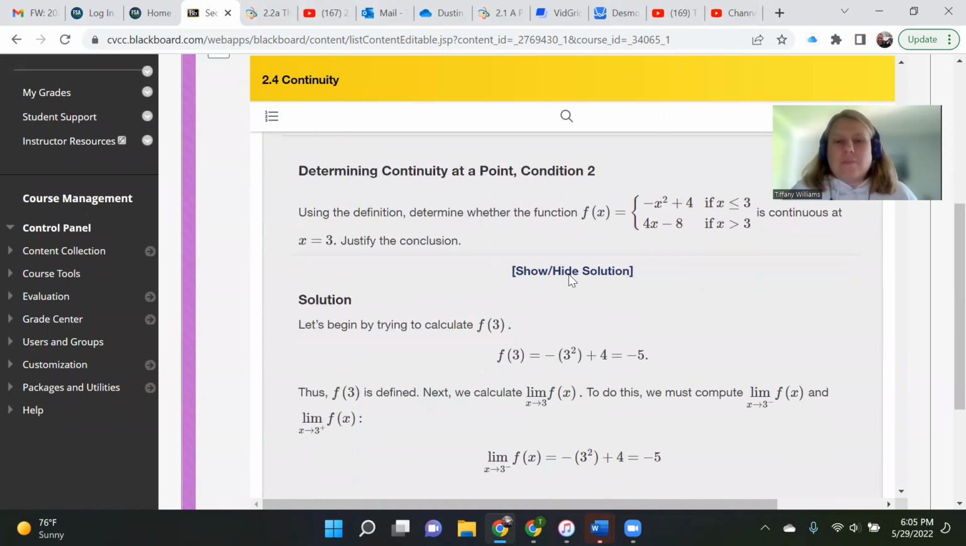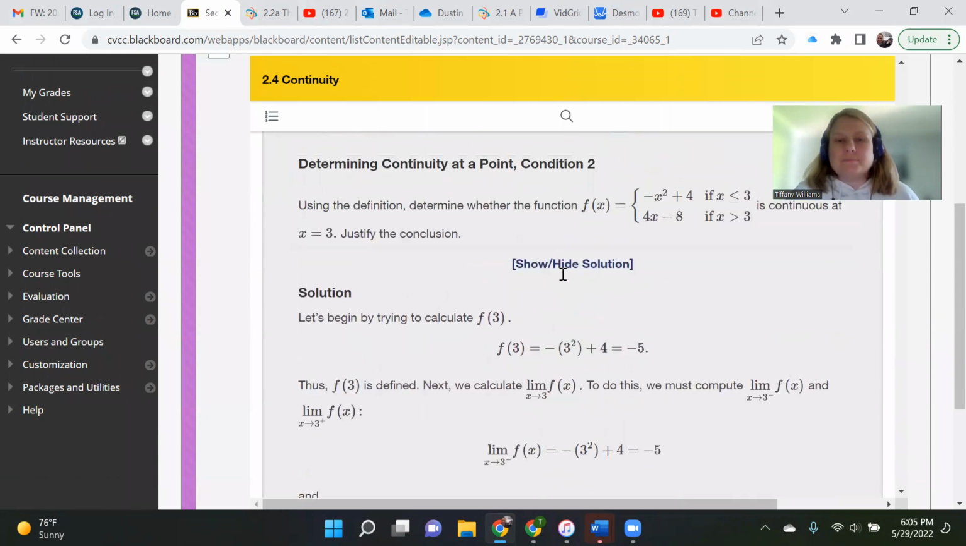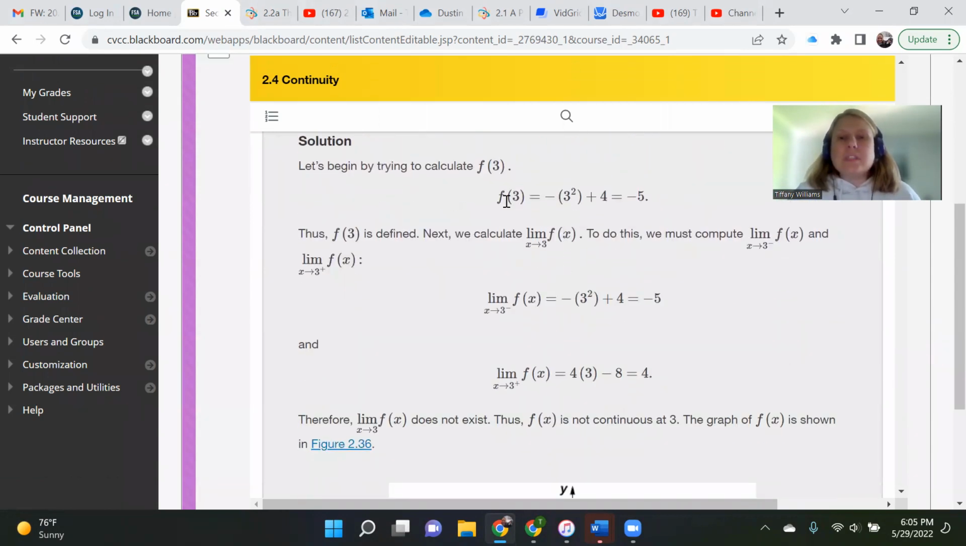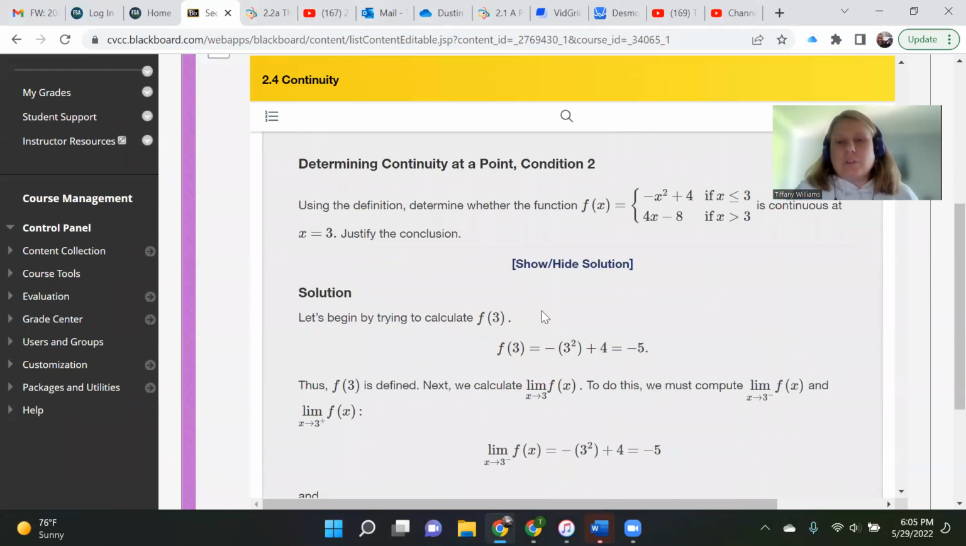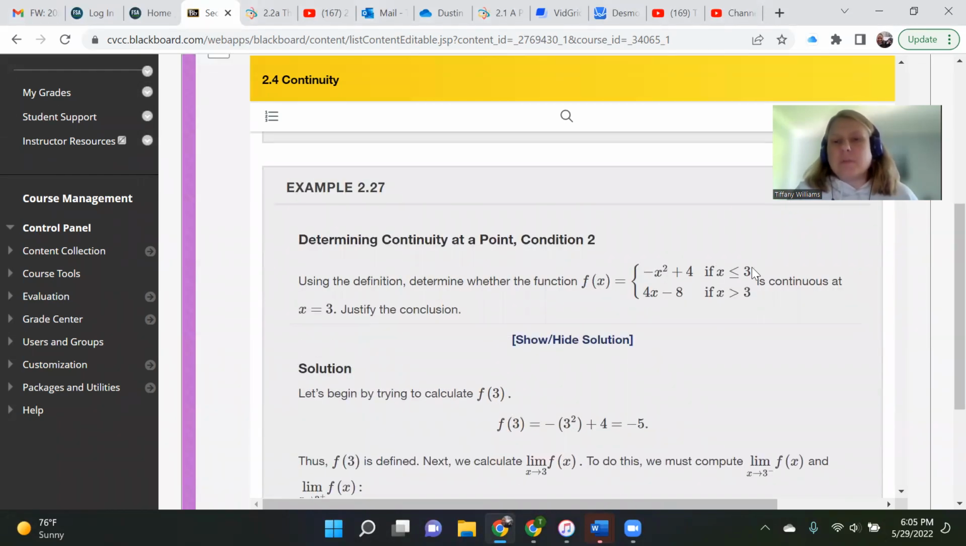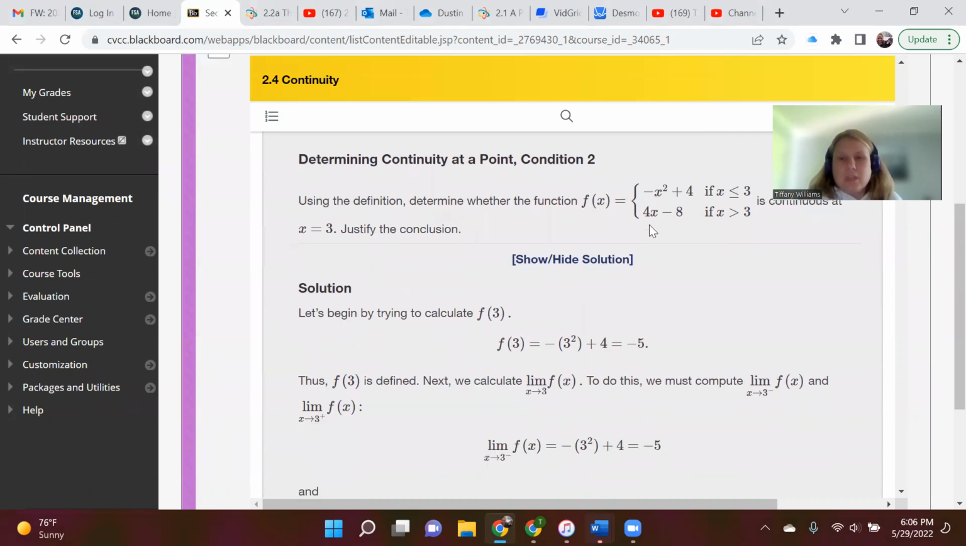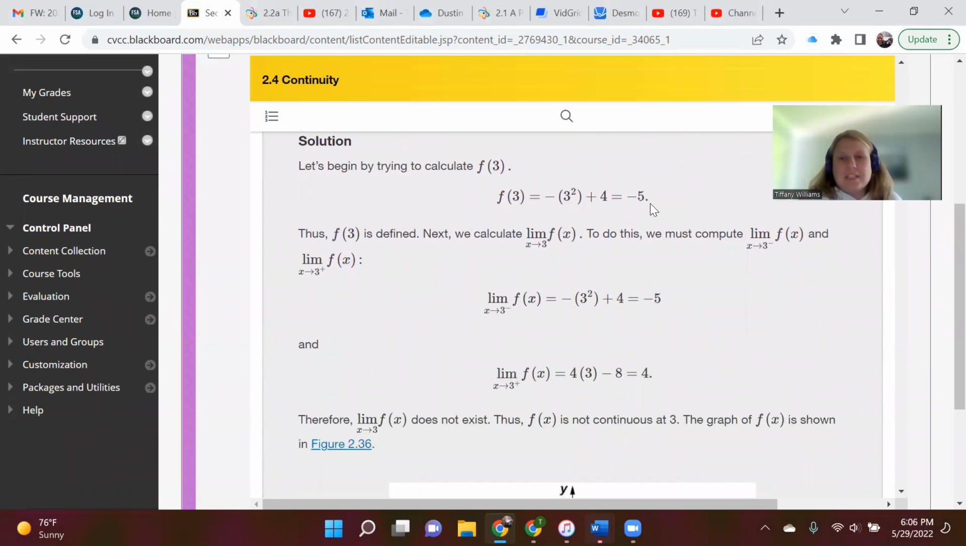So they're going to go through and find the limit at 3. First, they make sure that there's even a value at 3. So they plug 3 into the top equation, because that's the one that includes 3 as part of its domain. As long as you have a value at 3, so that's defined, which is the reason we had to stop in the previous example, then we can continue on to the second condition. And of course, if we plug 3 in, it does end up being defined.